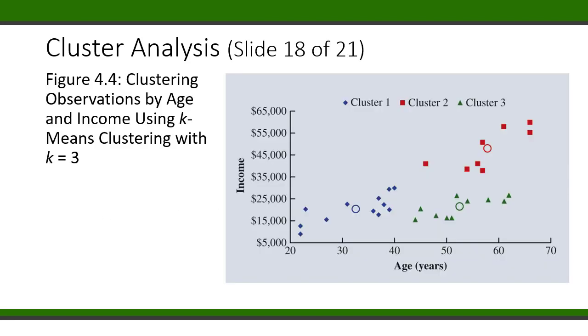So if we look at an example here, we have 3 clusters or groups, and you can see this circle right there is the centroid. We would assign all the observations to that group. Then we have this green group, and then we have this red group. So this is clustering by observations where you're using age and income.